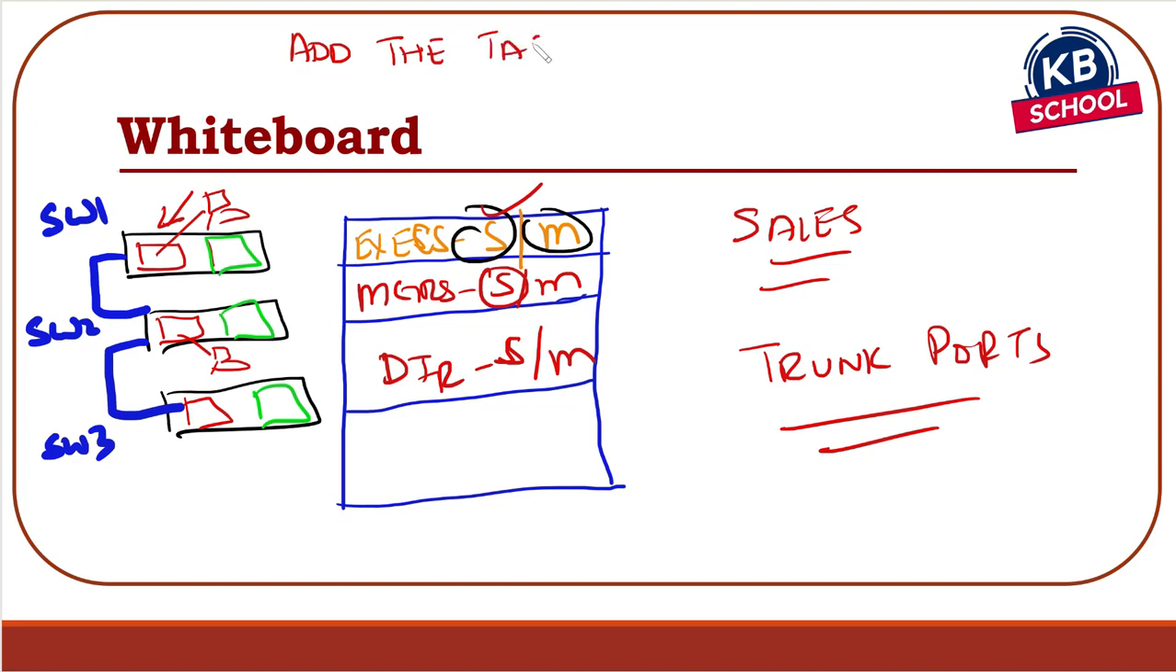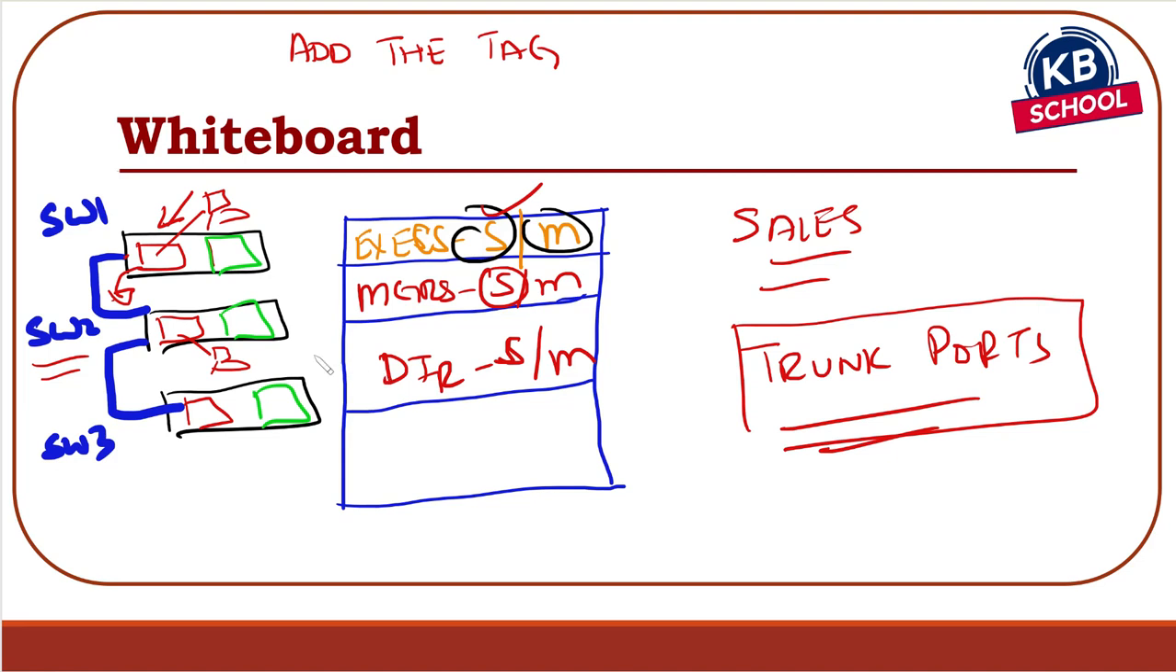And when it exits, it removes the tag. So if I remove the tag on the way out over here on this port, this second switch would not know that this frame belongs to VLAN 10. So that's what the trunk port does for you.